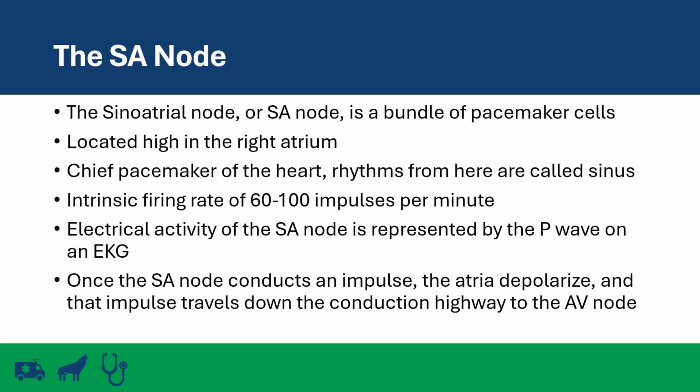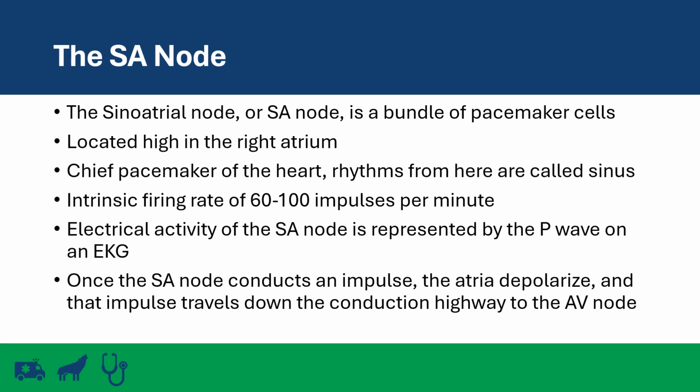So the first part of the conduction system, or the first part of the wiring of the heart, is the SA node. The SA node, which stands for the sinoatrial node, is simply a bundle of pacemaker cells that sit high in the right atrium. Now the SA node is the chief pacemaker of the heart, and rhythms that come from here are called sinus rhythms.